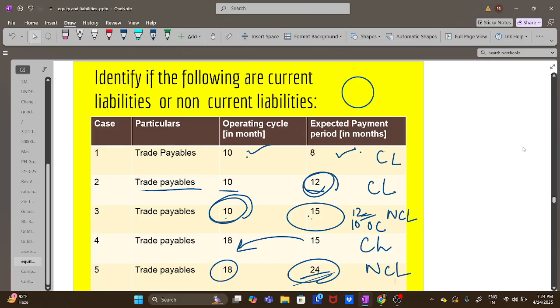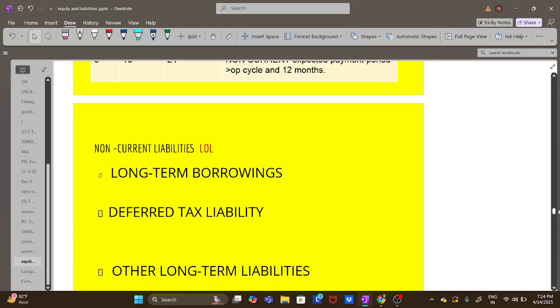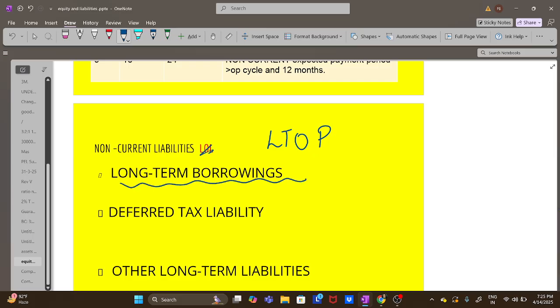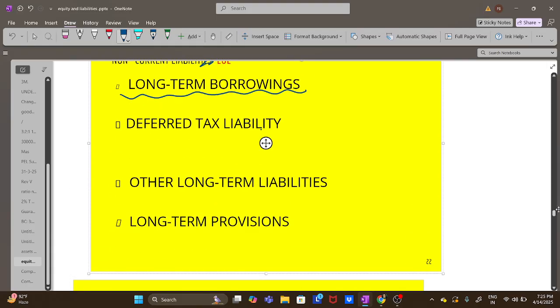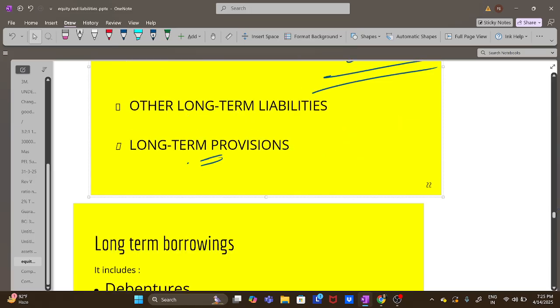So with the help of the operating cycle, we'll try to identify assets as current assets and liabilities as current liabilities. Then comes non-current liabilities. For that we will have four things: L, T, O, P. L stands for long-term borrowings. T stands for deferred tax liabilities. O stands for other long-term liabilities and P stands for long-term provisions. LTOP. These are your non-current liabilities.